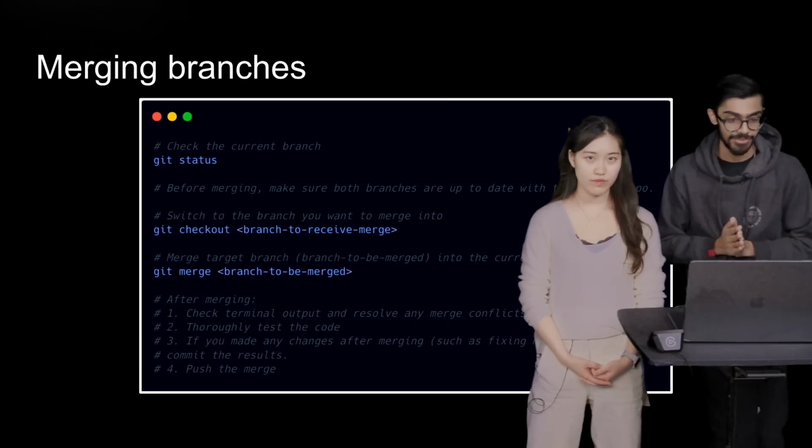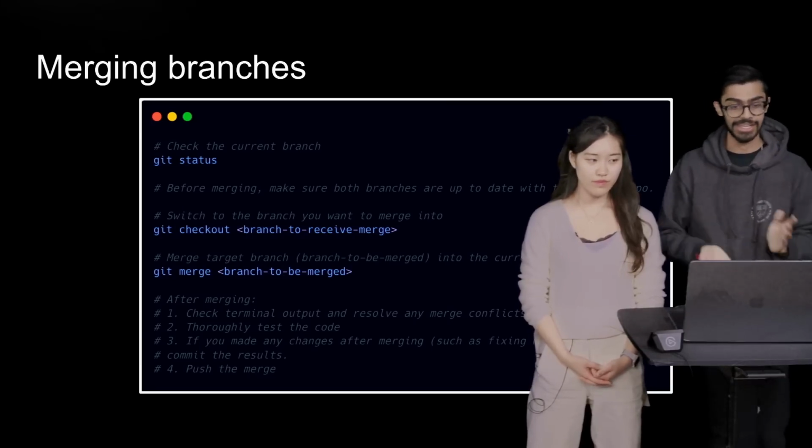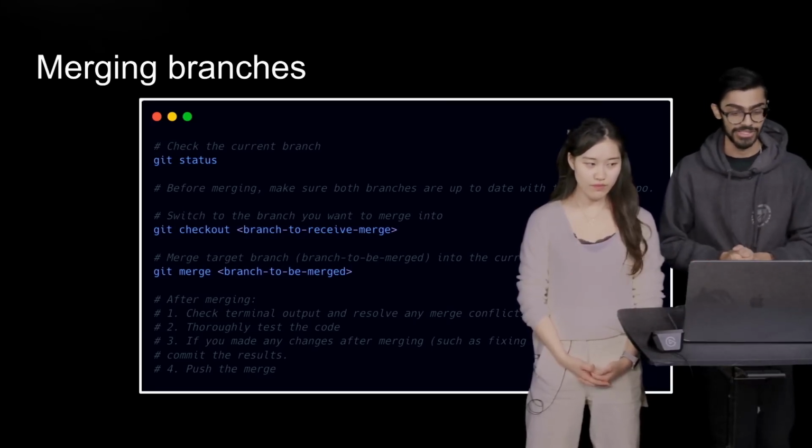So these are a few of the commands that you can use. Git status, again, is important to check the current branch that you're on.